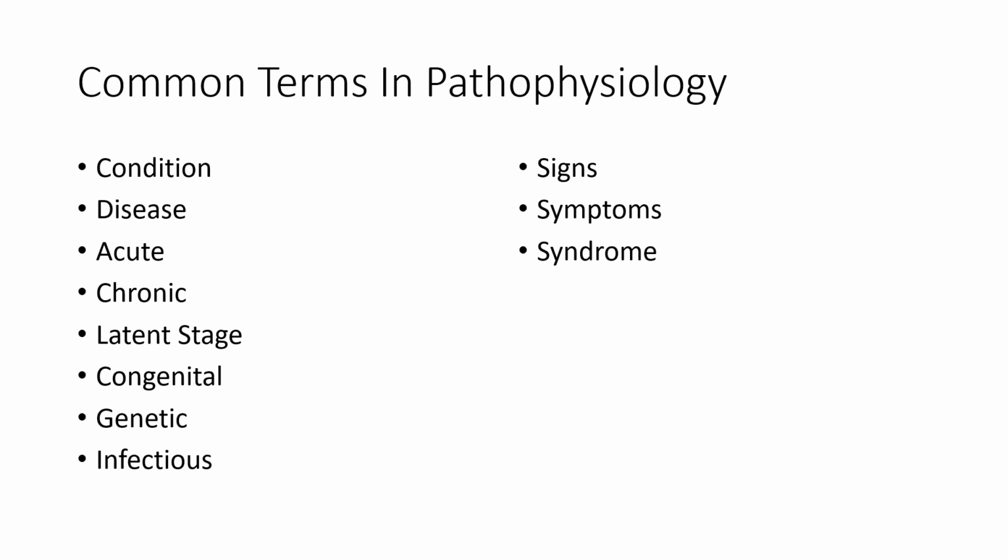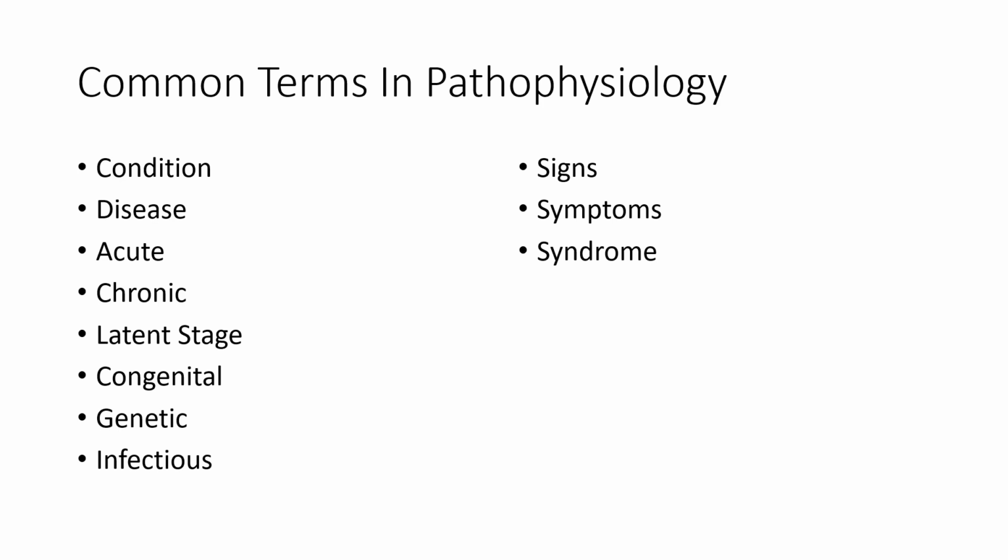Then we move on to disease. What is a disease? It's a medical condition, usually with negative effects, that is associated with a specific list of signs and symptoms. Parkinson's disease is an example of a non-infectious condition that affects the nervous system.